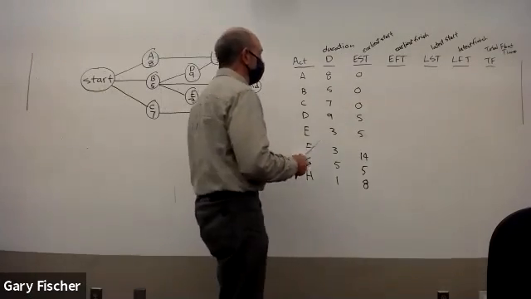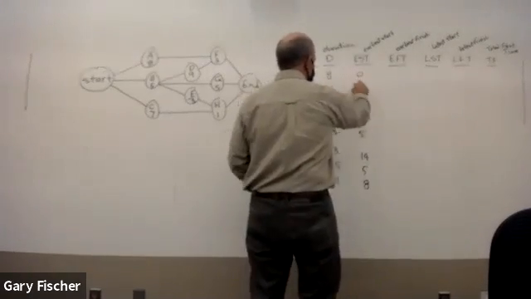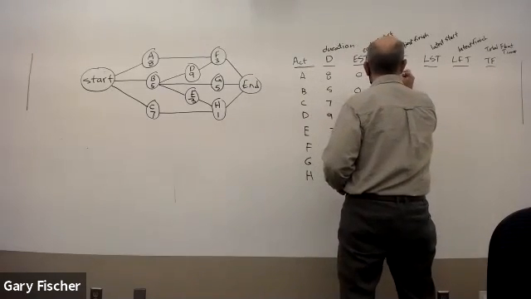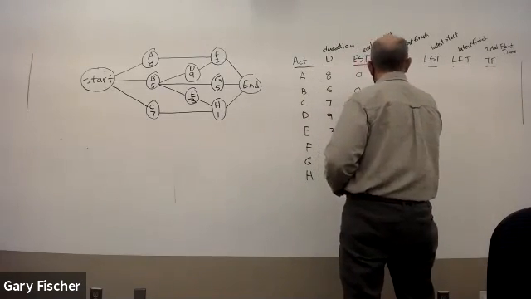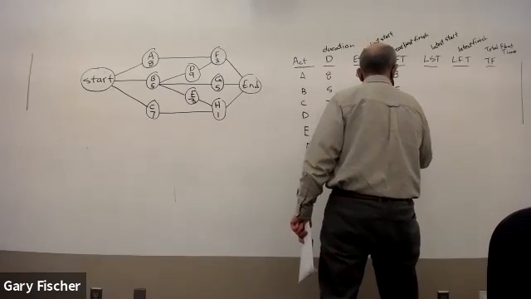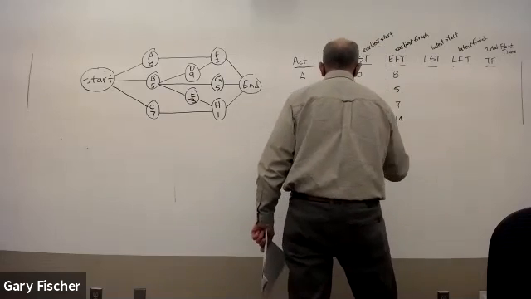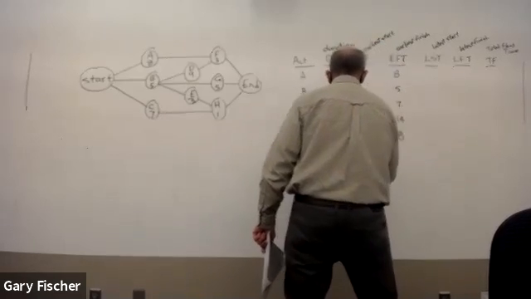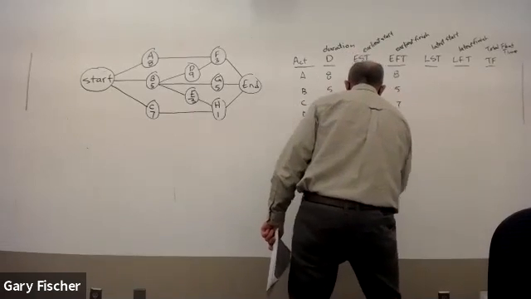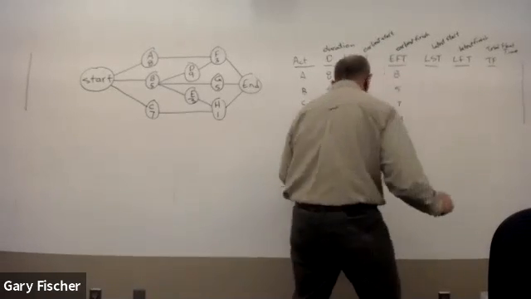Okay, earliest finish time. All you're doing is adding the duration to the earliest start time. So for this case, it's easy. 8, 5, 7. But when we get to D, the earliest finish time you can have is 14 days. E is 8, F is 17, G is 10, and H is 9.